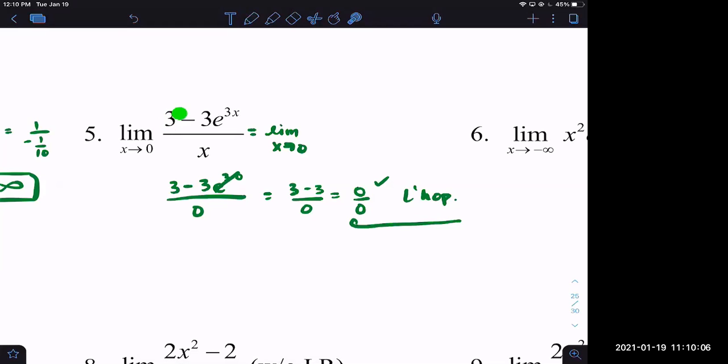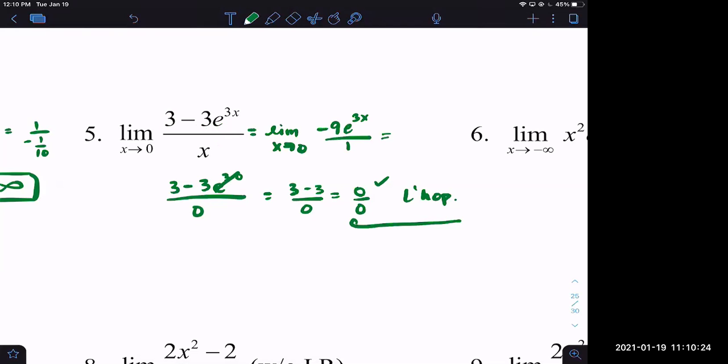The 3 just goes away, right? Derivative of 3 goes away. What's the derivative of this second piece? Good, a negative 9 e to the 3x. And then you just have to divide by the derivative of the bottom. What's the derivative of the bottom? 1.